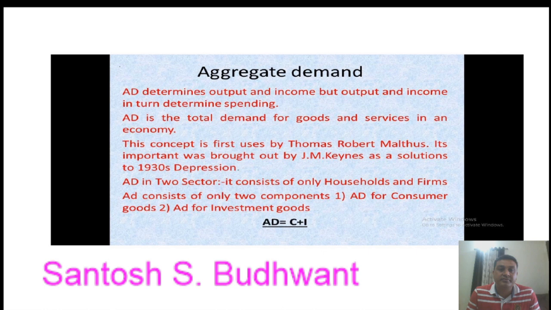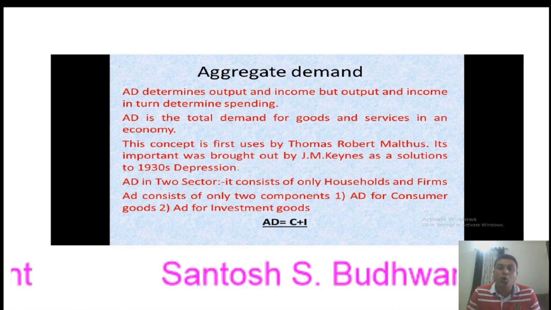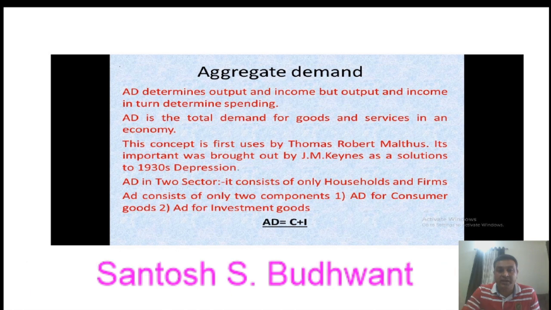Aggregate demand consists of only two components. Number one, aggregate demand for consumer goods, that is C, and second, aggregate demand for investment goods, that is I. So aggregate demand is equal to C, consumer goods, plus I, investment goods. Next slide.